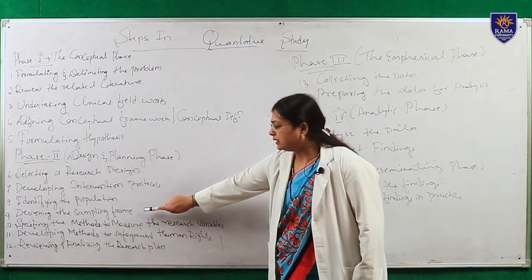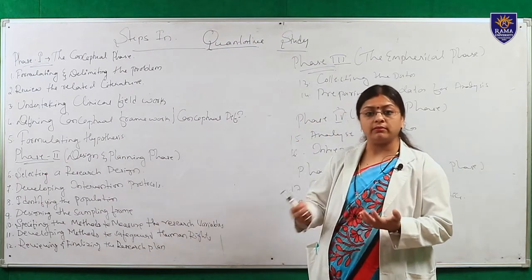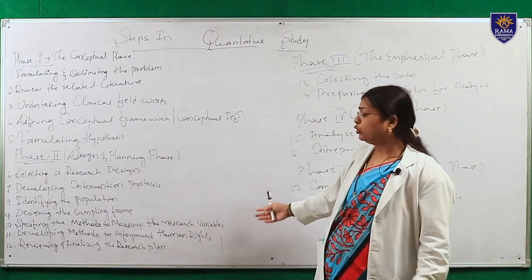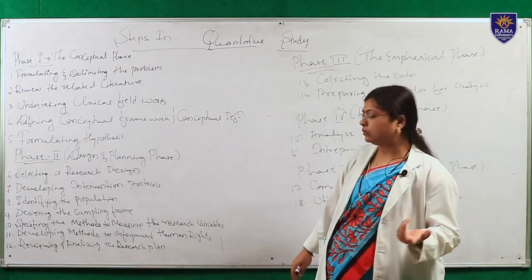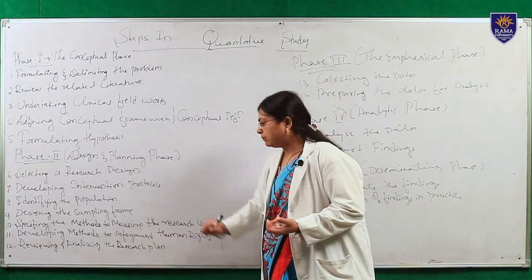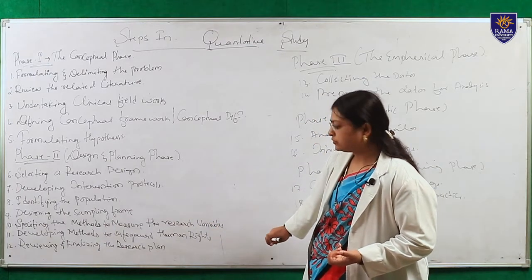Next is designing the sampling frame. What is designing the sampling frame? Again, which type of samples? As I told you, what type of sample you are going to take, adolescents, from where you are going to take, how you are going to take. All of these come under the sampling frame. Next, specifying the methods to measure the research variables.